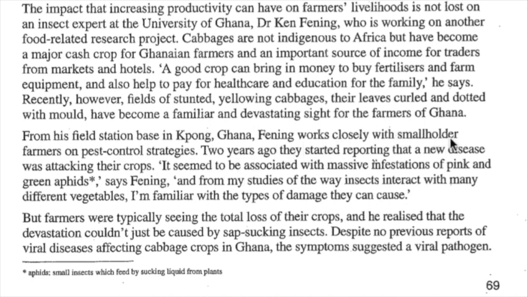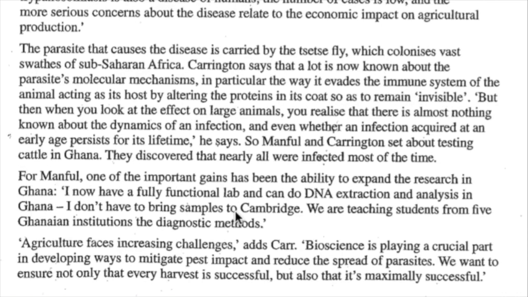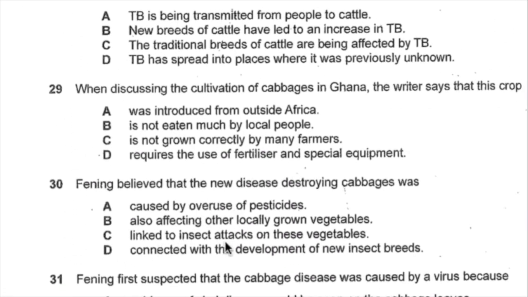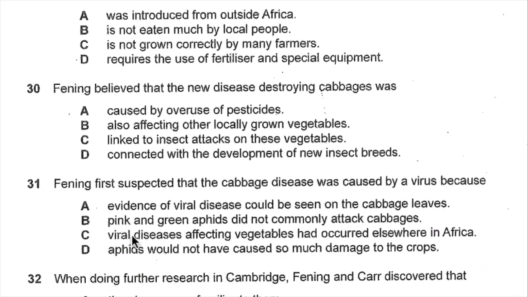Fenning works closely with smallholder farmers on pest control strategies. A new disease was attacking their crops. So the new disease, it seemed to be a sort of massive infestation of pink and green aphids. And insects interact with many different plants. It is related to that insects option. Yes, insect attacks on these vegetables. So C is the correct answer for 30. Now let's come to 31.